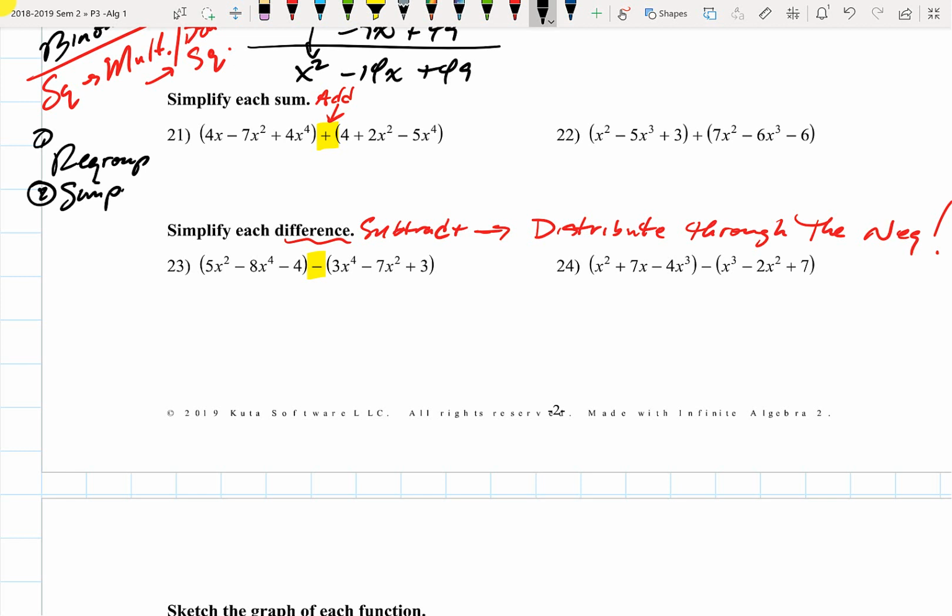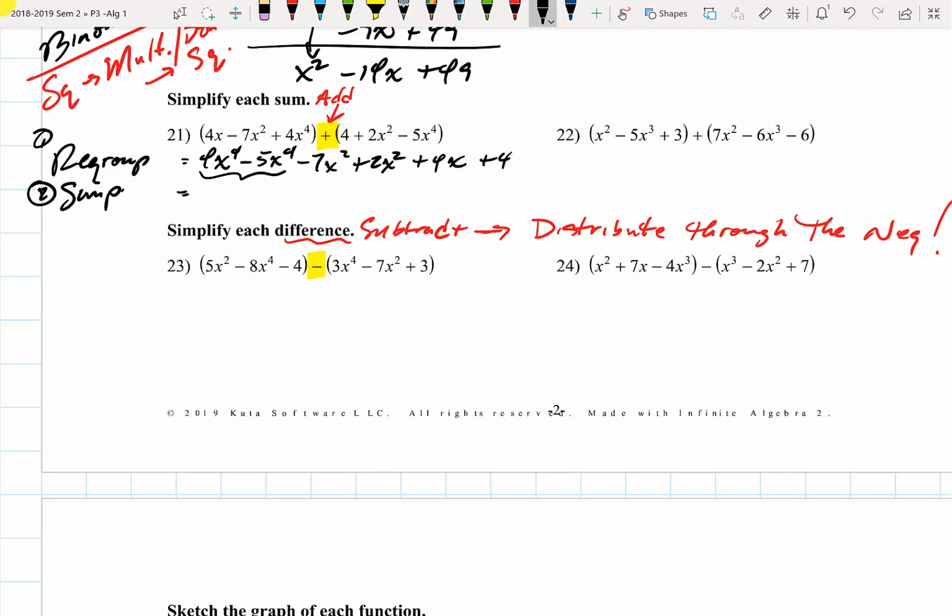So starting with the fourth degree. So I see a 4x to the fourth. I see a minus 5x to the fourth. And then in second degree terms, I see a minus 7x squared, and I see a plus 2x squared. And then I see first degree 4x, and then I see the constant 4.